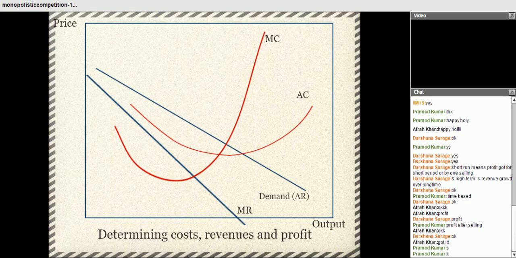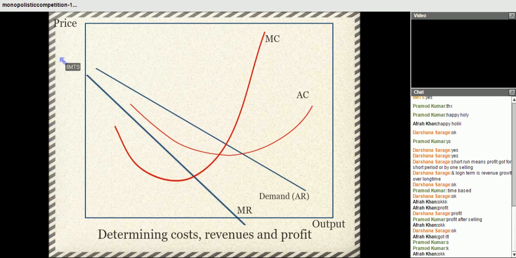Now for a firm to be in equilibrium, there are certain conditions which need to be fulfilled. The first of them is that the marginal cost and marginal revenue must be equal to each other. Then the second is the marginal cost must cut the marginal revenue from below. This is very important. Over here you can see this is the graph of marginal cost, and it is cutting this marginal revenue at this point.